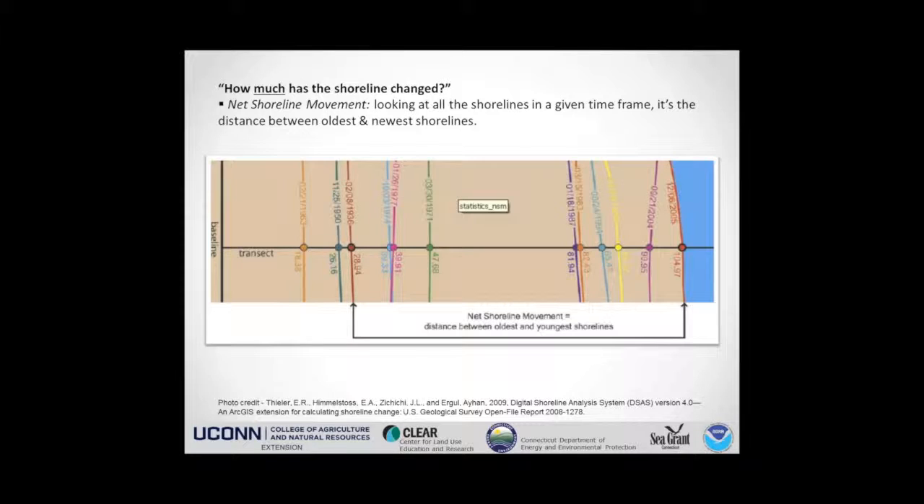Okay, so in terms of how much has the shoreline changed, the main method that we're using here is net shoreline movement. So this is a hypothetical graphic example, but if you had a dozen or so or however many shorelines in a given time frame, you're really just looking at the distance between the oldest and the newest shorelines and ignoring the rest. And that gives you the net shoreline movement.